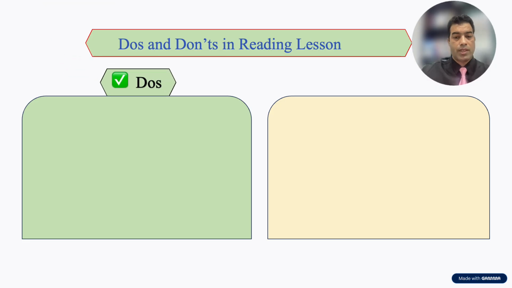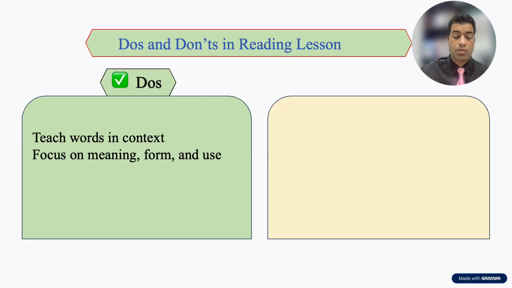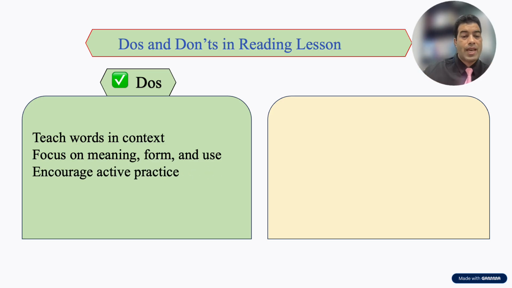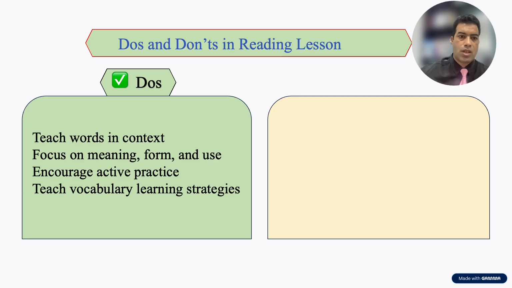When you are doing a vocabulary lesson, being an English teacher, what should you do? Teach words in context. We must teach words in context, not in separate, isolated form. Focus on meaning, form and use: what the word means, its grammatical form, and its use. Also encourage active practice. All the students, the whole class, should be actively involved, not some students dull and others active.